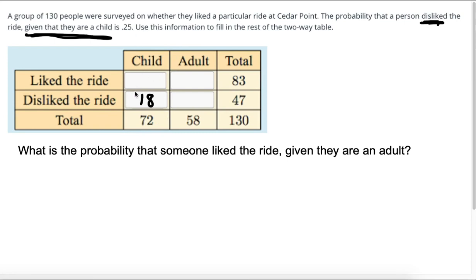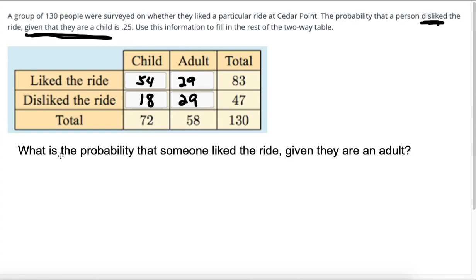Now, once we have that piece of information, we can fill in the rest of the table. To figure out how many children liked the ride, I would just do 72 minus 18, and that would get me 54. And you can use a calculator for that. And now, to figure out these adult values, I can look at my rows. I know there's a total of 83 people that liked the ride, so I would just take 83 minus 54. So 83 minus 54 would be 29. And then same here, 47 minus 18 would also actually be 29. That's a coincidence that these are the same value, but that's how we would fill in a chart like that.